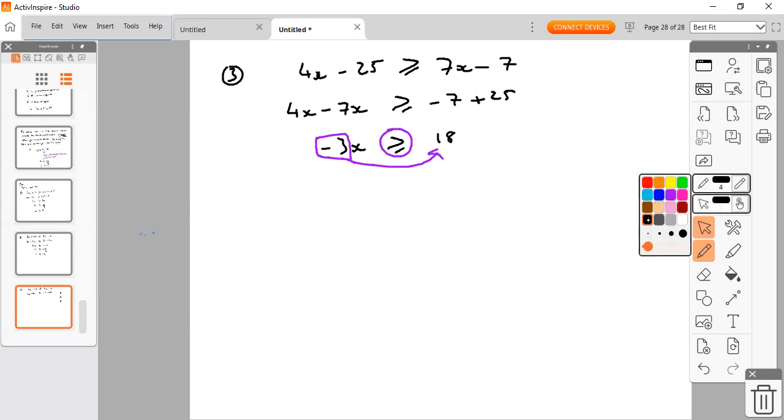That's the only rule you need to remember for inequalities. It stays as a negative.